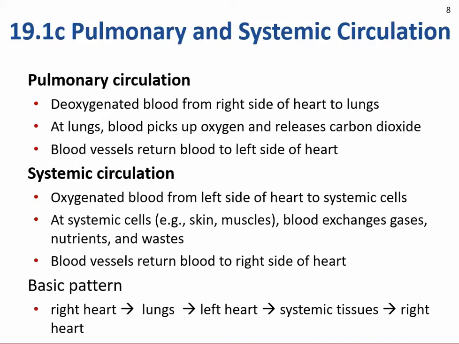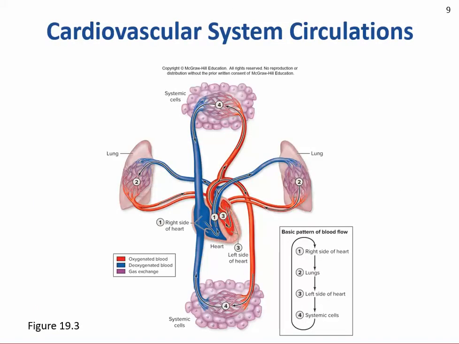On the systemic side, oxygenated blood leaves the left side of the heart via the aorta, goes to all kinds of cells everywhere in the body where there's an exchange of gases, nutrients, and wastes, and then the blood returns via the vena cava to the right side of the heart. So these are the circuits. You'll notice, this is the right atrium. Right atrium takes blood from the superior and the inferior vena cava.